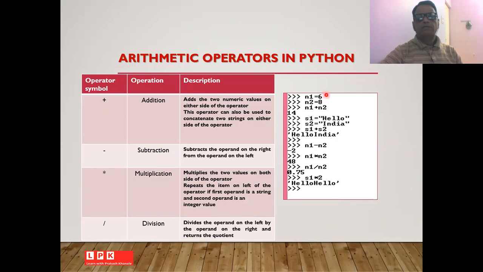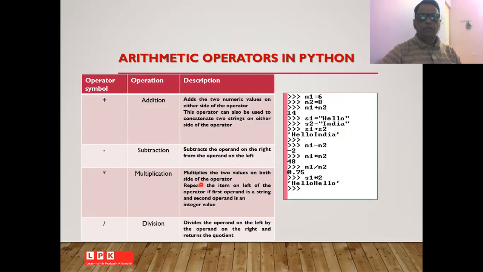Say for example, if n1 is 6, n2 is 8, and if I operate n1 plus n2, then I will get the result 14. If s1 is hello, s2 is India, and if I perform the addition operation s1 plus s2, then I will get the result hello India. The subtraction operator will subtract the operand on the right hand from the operand on the left hand. So n1 minus n2 will give me the result minus 2.